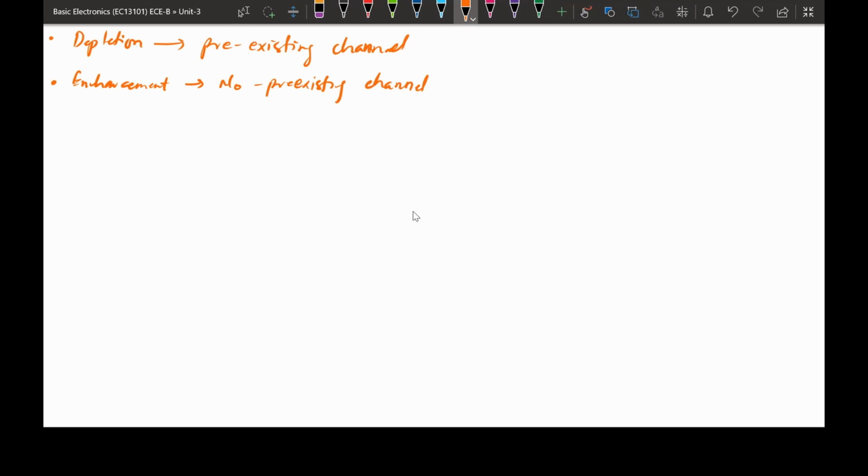Now we will see how the MOSFET is somewhat different from the JFET and BJT. Here we can talk about the differences. MOSFETs are compared to be less noisy than the JFETs.